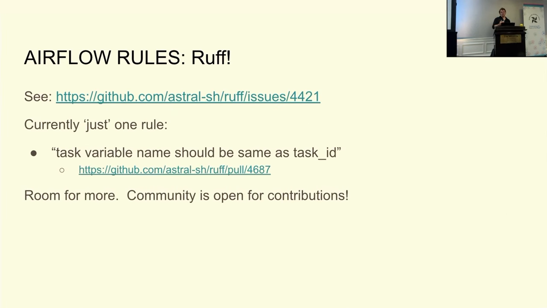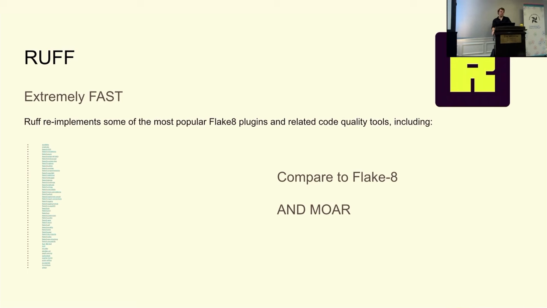Ruff is a super cool tool. Relevant to Airflow, there's been a long-standing thread on extending Ruff to include those rules previously mentioned so that they can run super fast. So far one rule has been written, that the task variable name should be the same as the task ID. That's in there. There's so much useful stuff in Ruff, but I wanted to call out that it's an open source project, open for contributions, especially for anybody who wants to get their hands dirty with some Rust, because that's what it's written in under the hood.